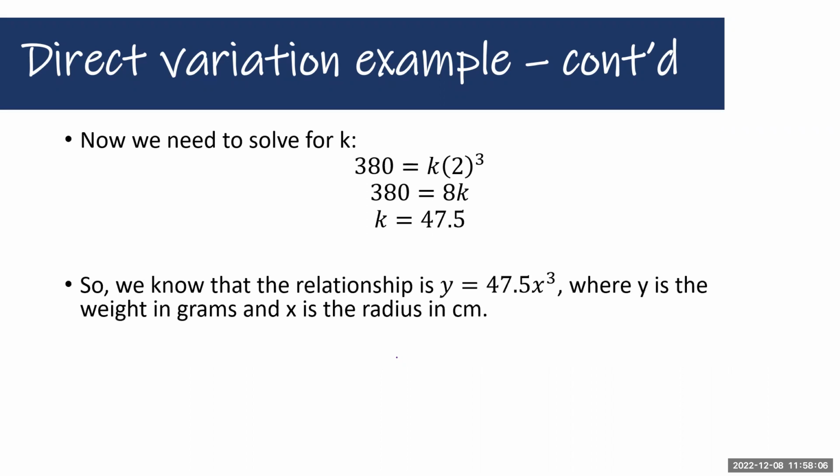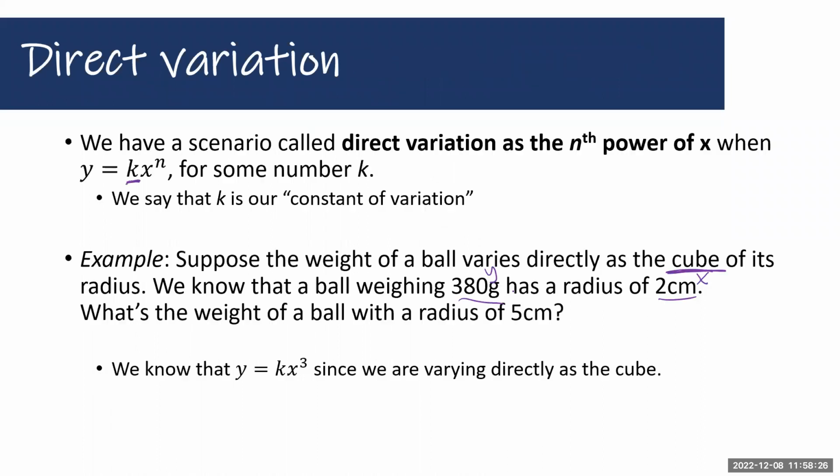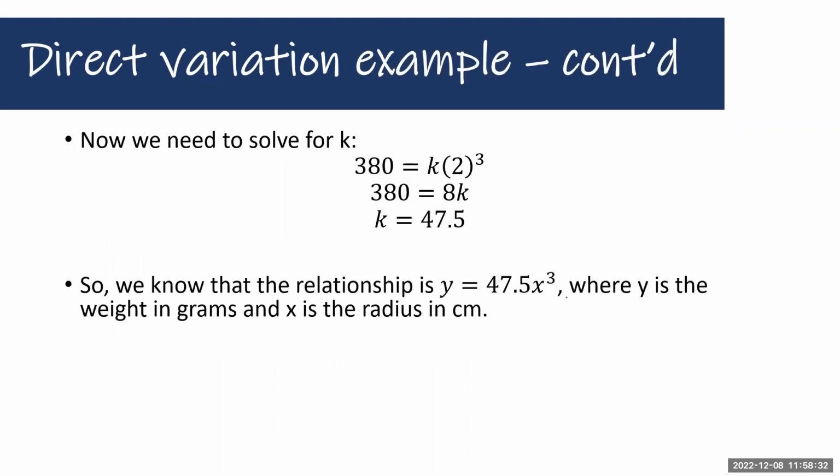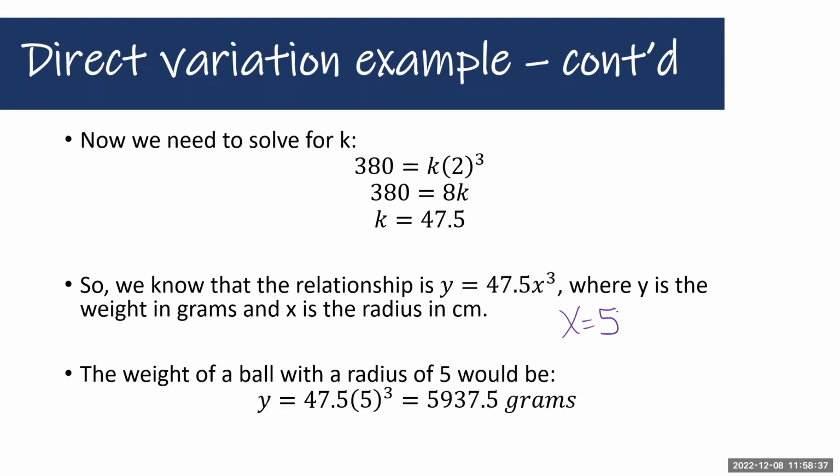So now we can write our equation: y equals 47.5 times x cubed. In this case, k is our constant of variation, and it's 47.5. Now that we have this, it's just a regular old function that we need to evaluate at any value of x to give us a value of y. In our original problem, we were asked what's the weight of a ball with a radius of 5? So now we can use this with x equals 5 to answer our original question. Plugging that in, we see that it's around 5937.5 grams.